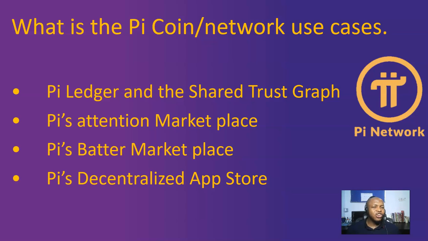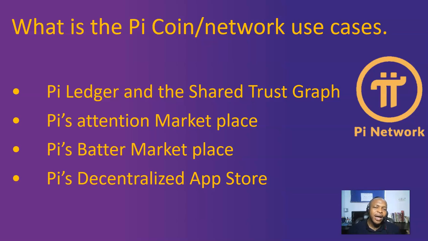So one is the Pi ledger and the shared trust graph. Now on the internet, on Facebook, on eBay, on Amazon, how do we trust people? By a review that has been given by another person. In the Pi network, using the Pi app, we can trust people by ourselves. Because we have a circle of trusted persons, and other persons have a circle of trusted persons, we now have a network of trust that can verify that these persons are real, and we can do that as we're using the Pi coin.